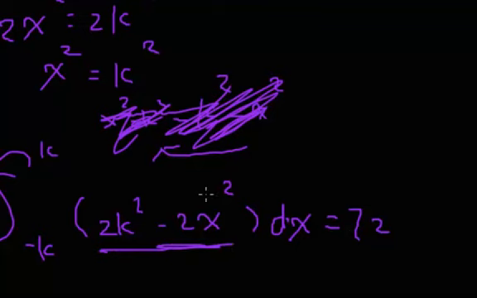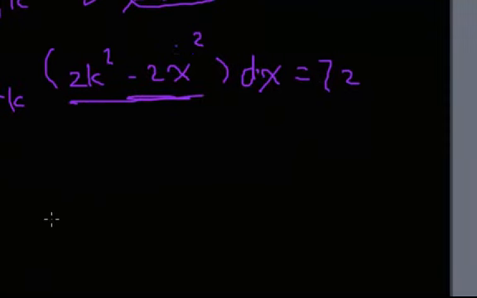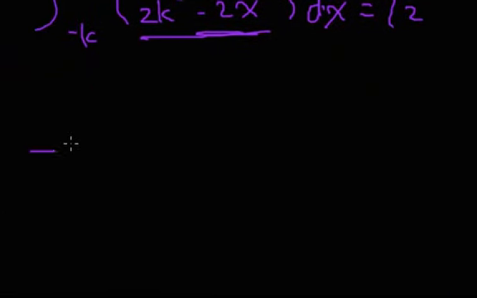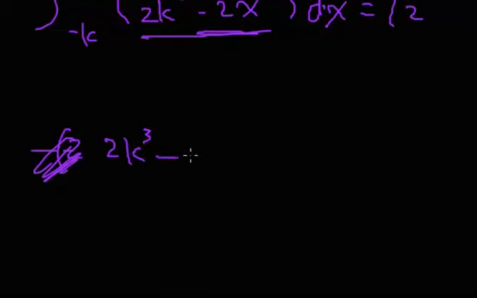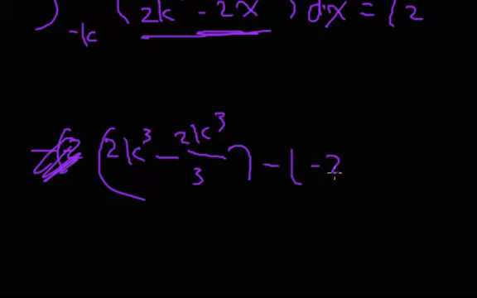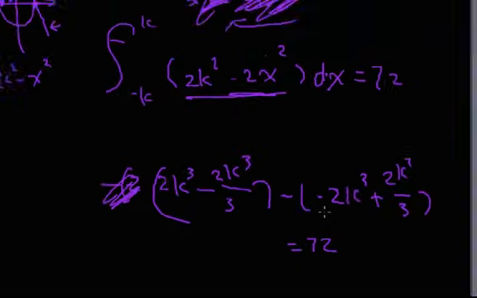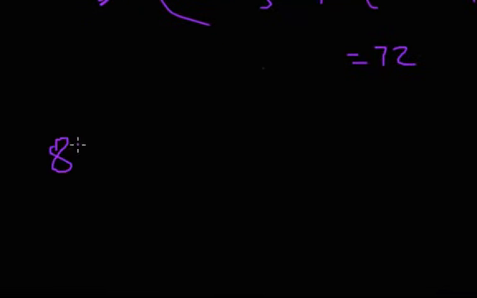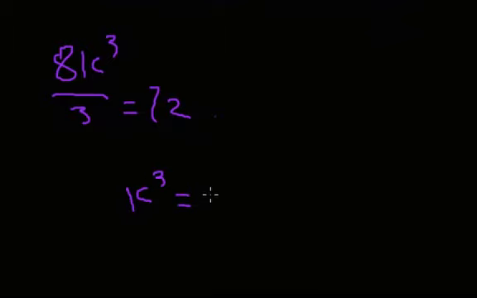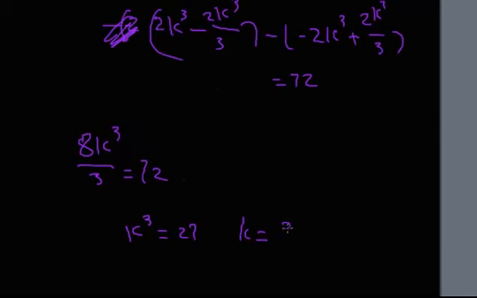So here we need to find the antiderivative of the two functions, which is kind of messy. 2k cubed minus 2k cubed over 3 minus negative 2k cubed plus 2k cubed over 3. All of this equals 72. 7k cubed over 3 equals 72. k cubed equals 27. So k would be 3. It's the value of k.